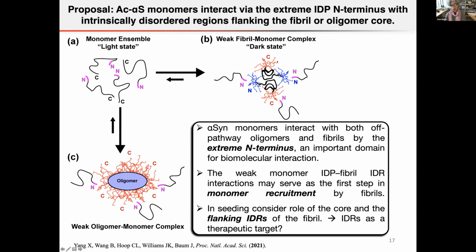And so this suggests that the weak monomer IDP fibril IDR interactions may serve as the first step in the monomer recruitment by fibrils. So there are obviously further steps that happen so that they can elongate or have secondary nucleation, but this may be the first sort of recruitment step through these transient intrinsically disordered regions. And so lastly, I think part of what we're trying to say is it's important to consider both the core and the flanking regions of the fibril when we think about mechanisms of propagation, seeding, and aggregation.